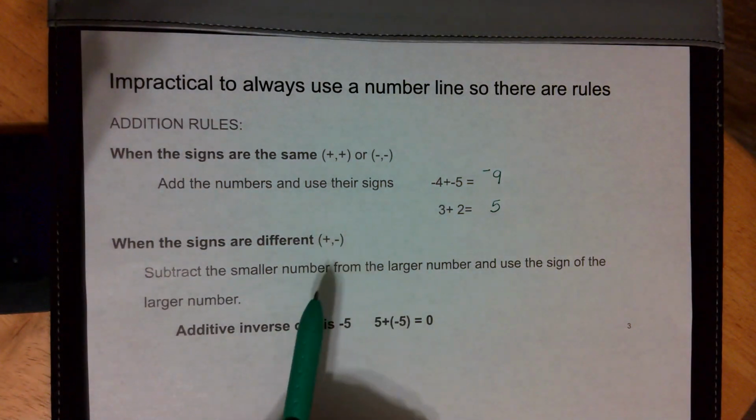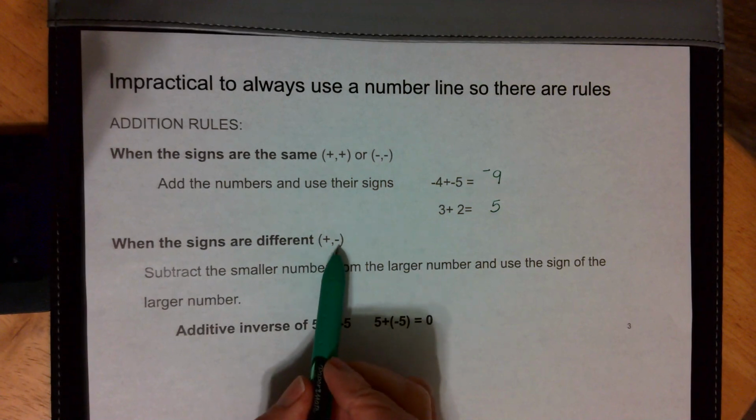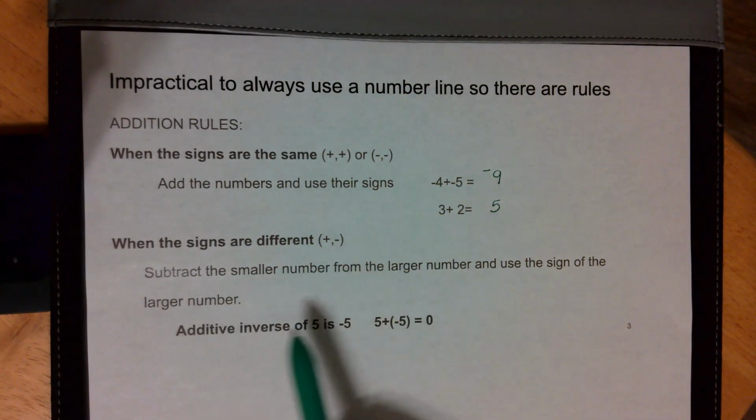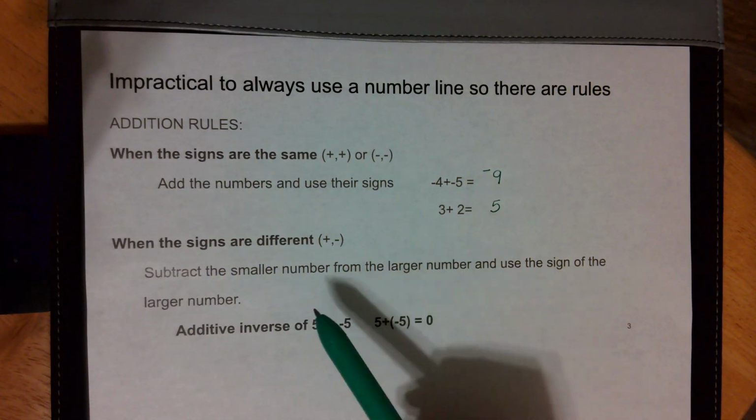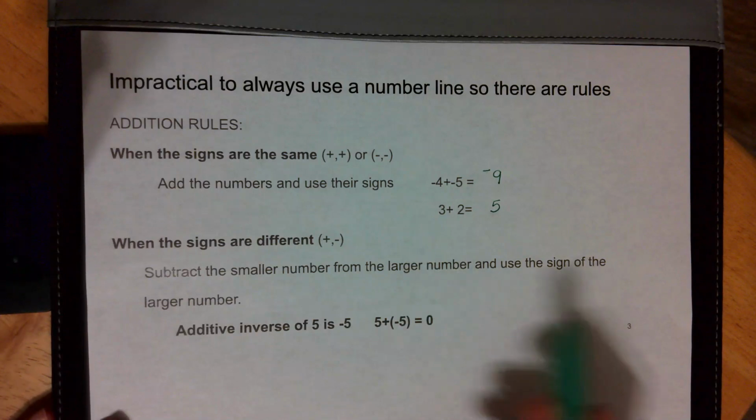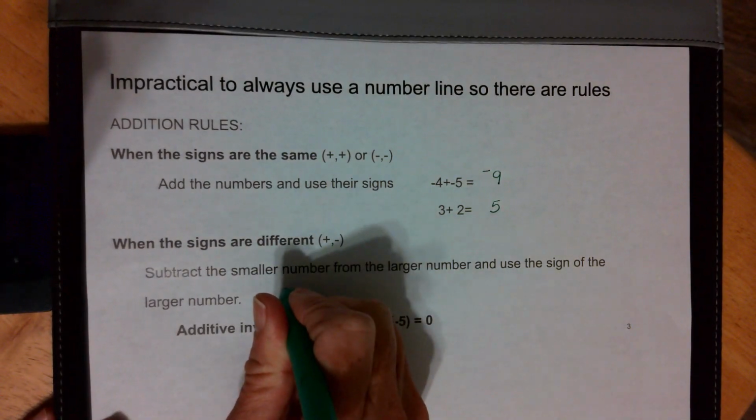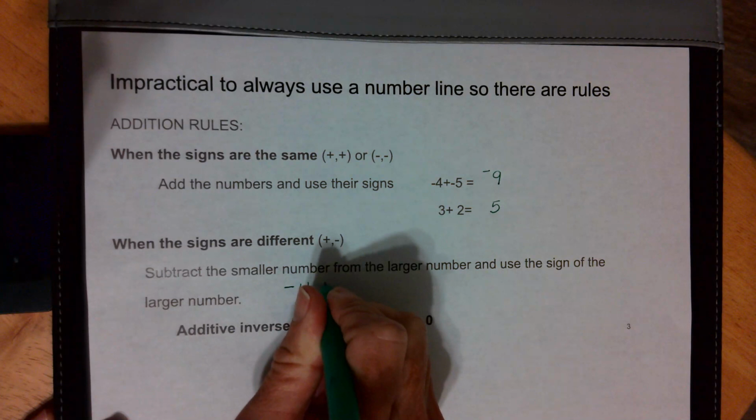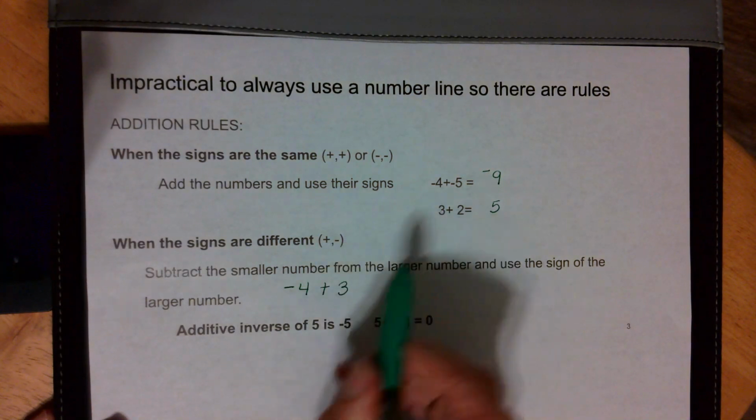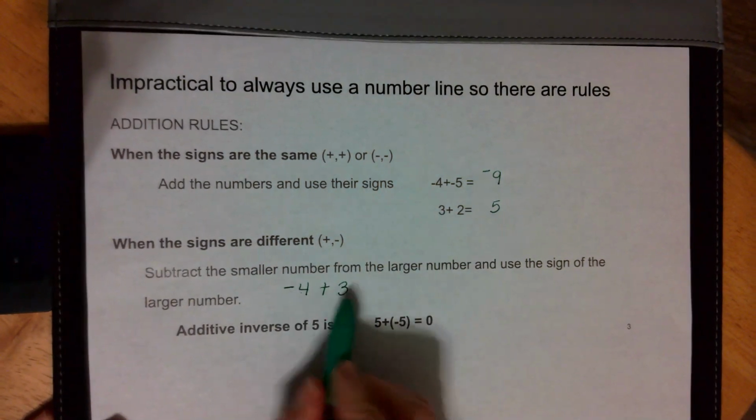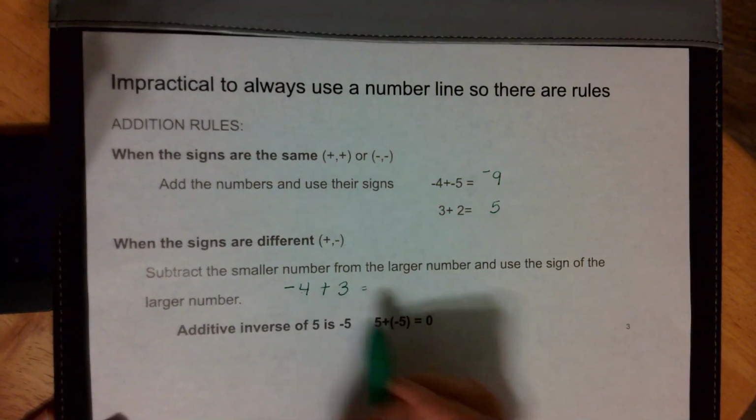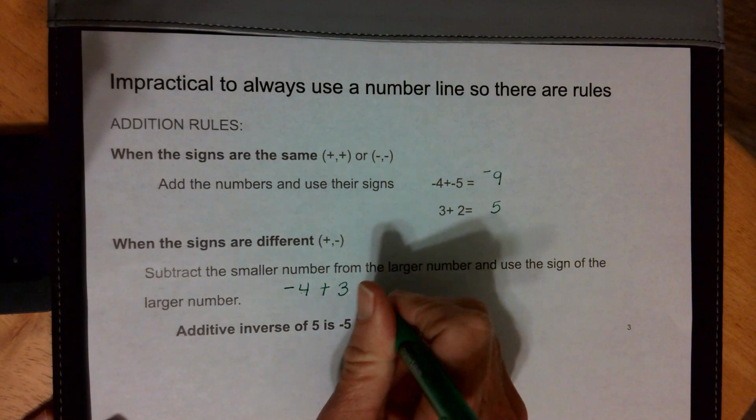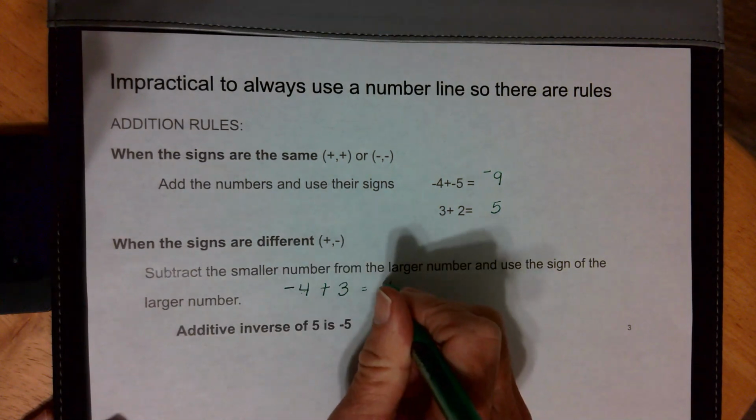When the signs are different, when one's positive and one's negative, you subtract the smaller number, not paying any attention to the signs, from the larger number and use the sign of the larger number. So in other words, let's say I have -4 plus +3. I'm going to say 4 minus 3, because the larger number is 4. I'm going to subtract the smaller number, and I'm going to get a 1, and the larger number is negative, so it's -1.